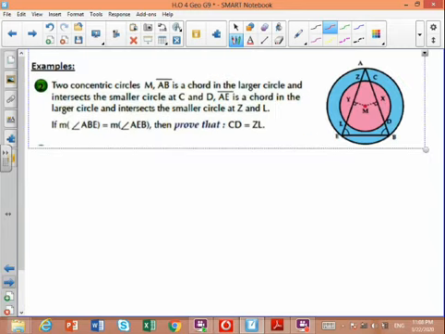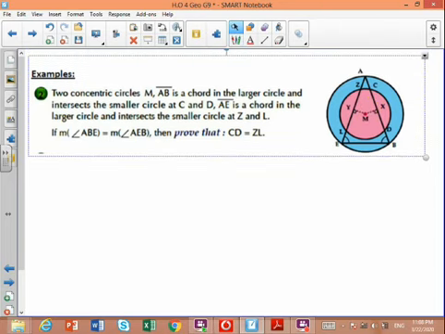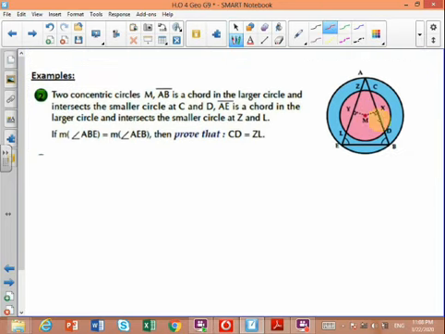Example here, two concentric circles. Concentric means they are having two circles having the same center. AB is a chord in the larger one and intersects the smaller circle at C and D. AE is another chord in the larger circle and intersects the smaller one at Z and L. Measure angle ABE equals measure of angle AEB. And here I want to prove that CD equals ZL. So I want to prove that the two chords in the smaller circle are equal in length.